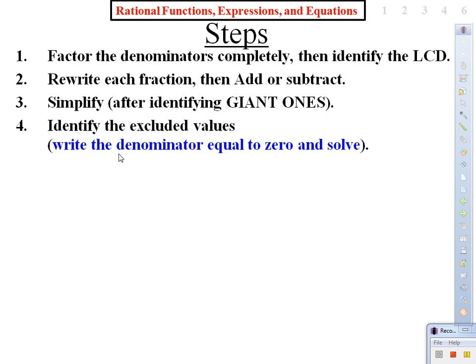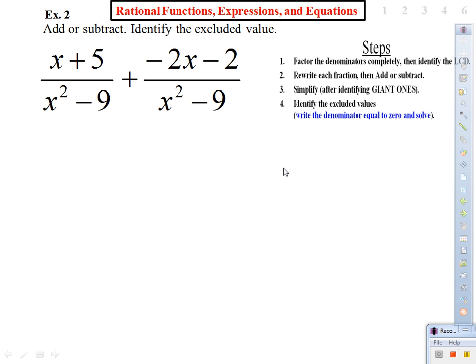Do we know how to do excluded values by now? Yeah, so right now we're not going to worry about the last one, but I want to focus on addition and subtraction. Okay? We're going to start with one that has common denominators. Let's see how we do with that. Copy this one. Example number 2. It says add or subtract: x plus 5 over x squared minus 9 plus negative 2x minus 2 over x squared minus 9. So it's addition, and we have 2 fractions.